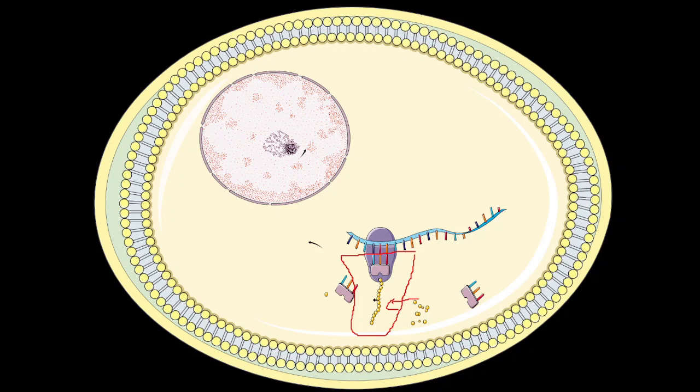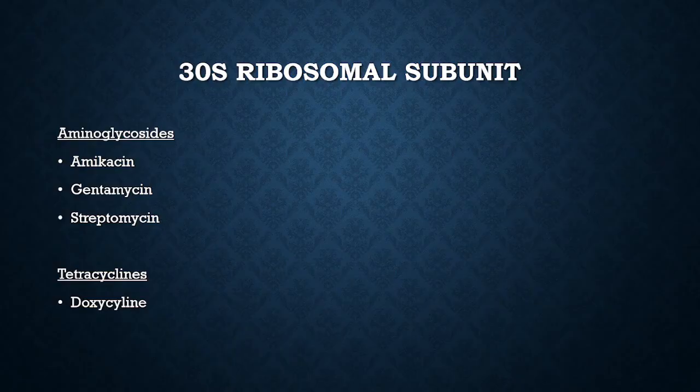And another one is going to be your 30S ribosomal subunit. Remember that these drugs are going to inhibit the 30S ribosomal subunit. The drugs are going to be the class, the aminoglycosides, which are your amikacin, gentamicin, and streptomycin. Then you have another class called the tetracyclines, which is going to be your doxycycline.